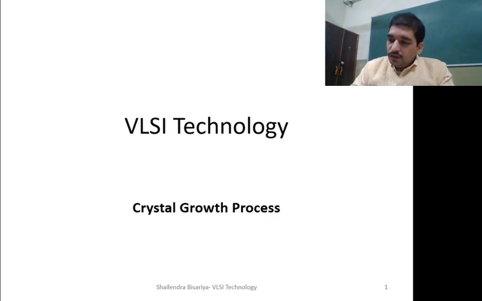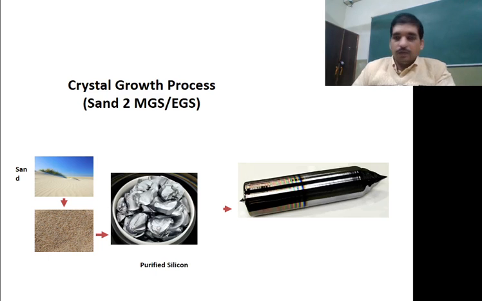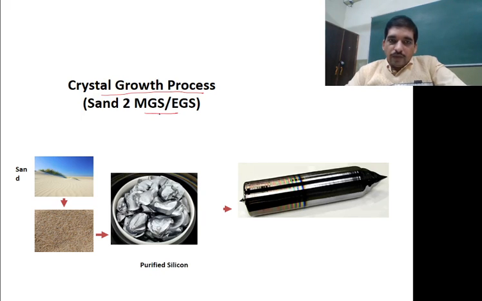Our ultimate aim is to obtain a wafer. Wafer means the base onto which the IC will be fabricated. And I have already said that this wafer is simply made up of single crystal silicon structure. Okay, so we want to obtain that. So if you see this slide, crystal growth process, basically in the crystal growth process, we are talking about forming MGS, that is metallurgical grade silicon, or EGS, that means electronic grade silicon, from the raw material like sand.